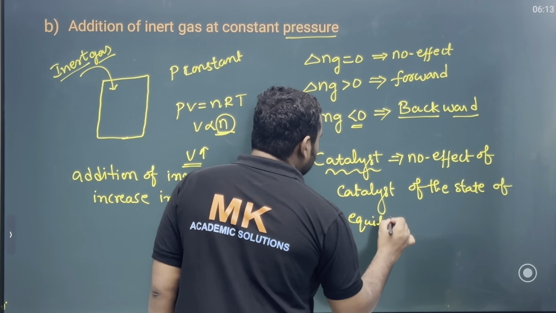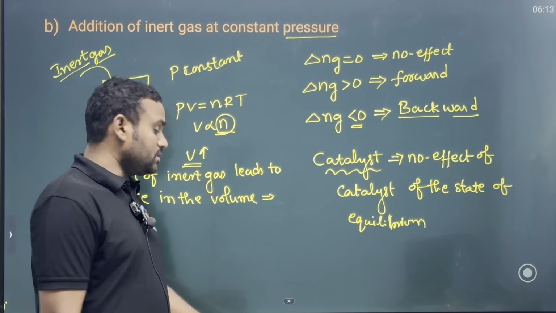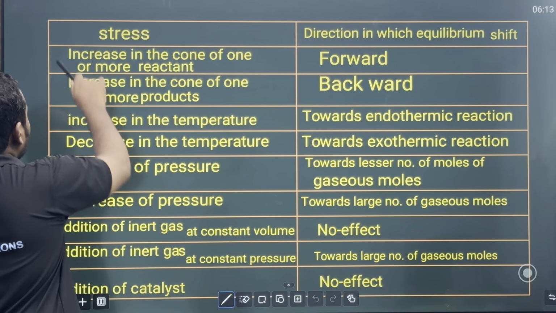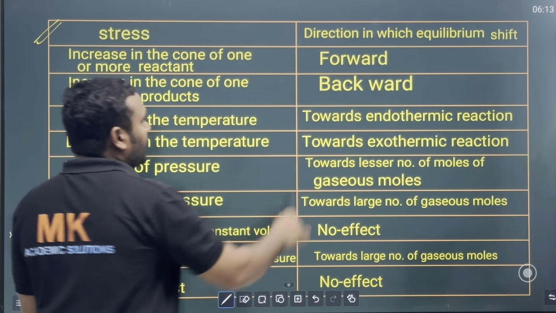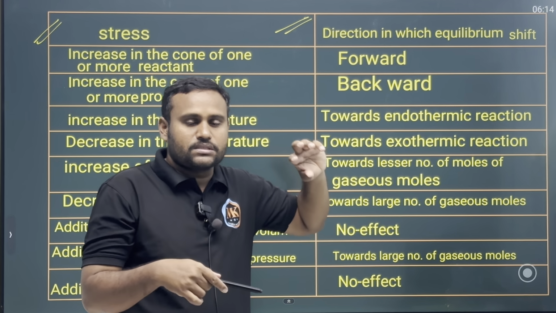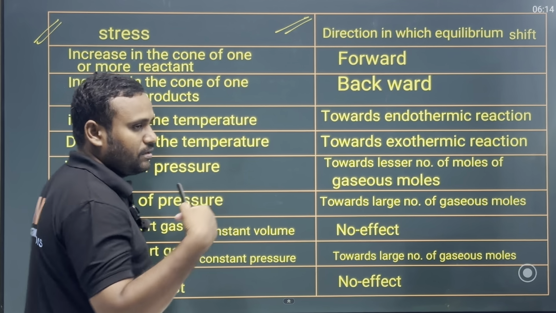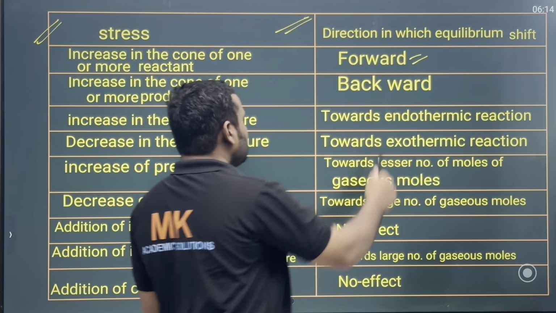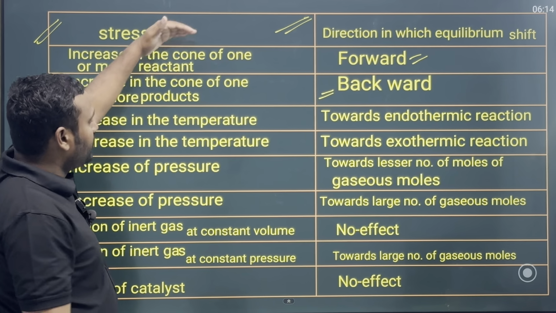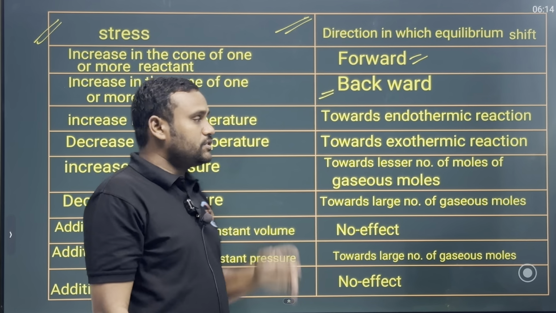Okay, so these are the factors which influence the state of equilibrium and Le Chatelier's principle. Now let us summarize all these effects in a single table. Stress: on which side we are giving stress, and the direction the equilibrium is going to shift. One side we give stress means the equilibrium decreases the stress by moving in another direction. For example, if you increase the concentration of reactant, forward reaction takes place, and increase in the concentration of product, backward reaction takes place. In the same manner, if you decrease the concentration of reactant, backward reaction takes place. If you decrease the concentration of product, forward reaction takes place.